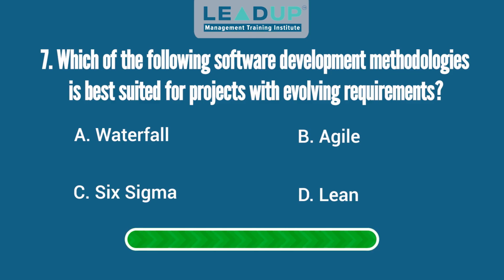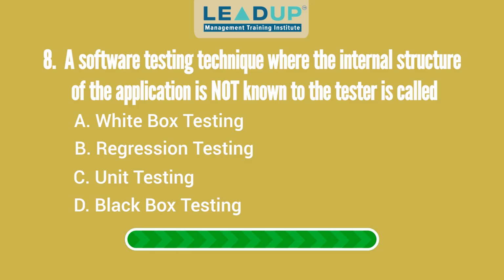Question 7. Which of the following software development methodologies is best suited for projects with evolving requirements? A. Waterfall, B. Agile, C. Six Sigma, and D. Lean. Answer: Agile.